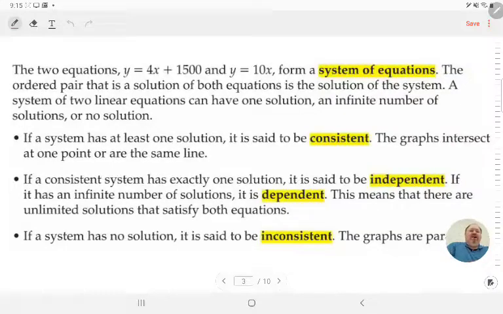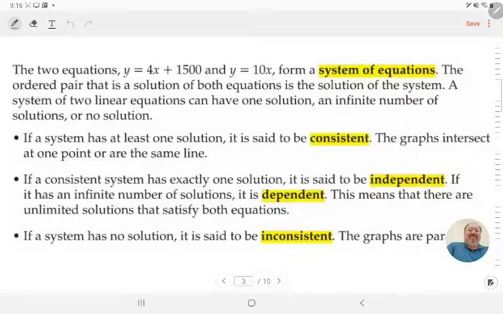All right. Two equations, y equals 4x plus 1,500 and y equals 10x, form what's known as a system of equations. The ordered pair that is a solution of both equations is the solution of the system. A system of two linear equations can have one solution. It can have an infinite number of solutions, or it could have no solution. If a system has at least one solution, it is said to be consistent. The graphs intersect at one point or are the same line.